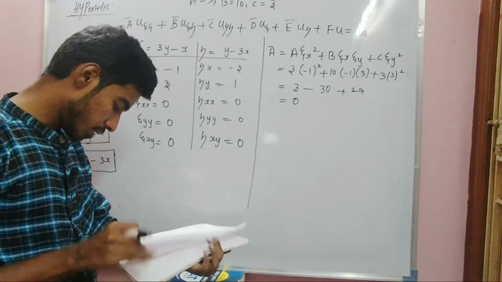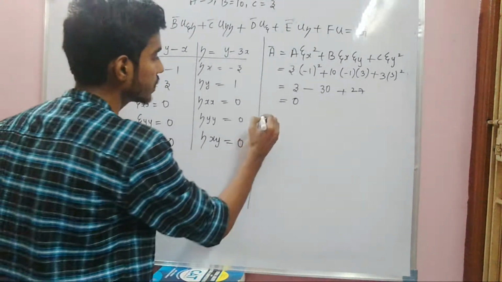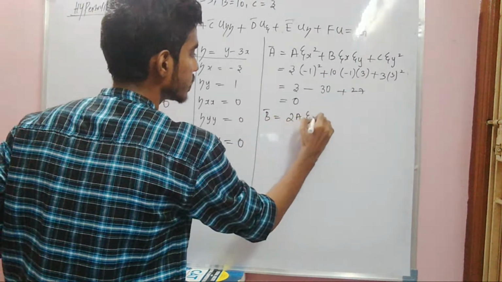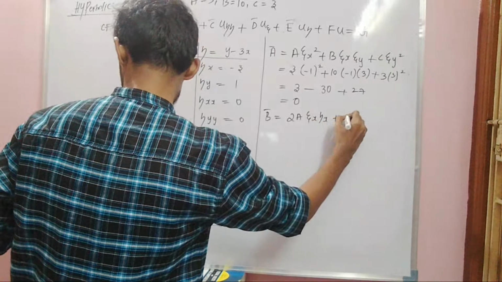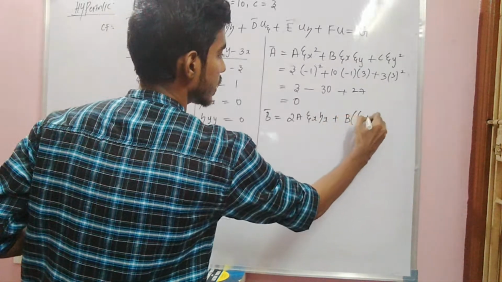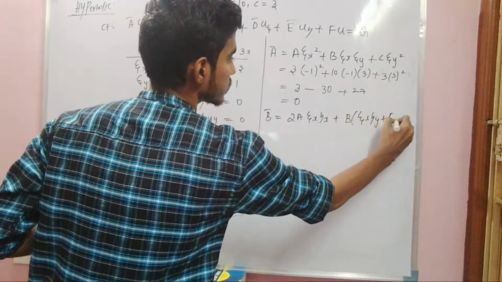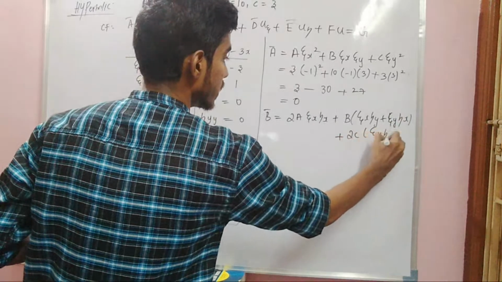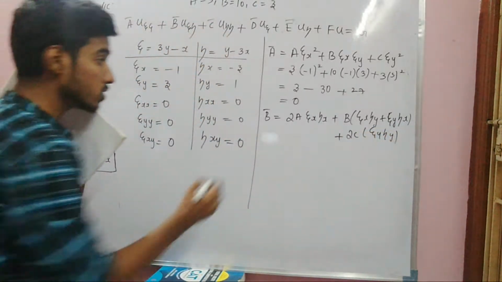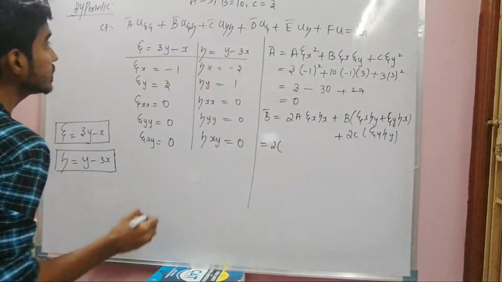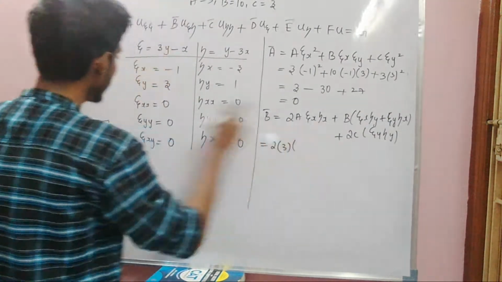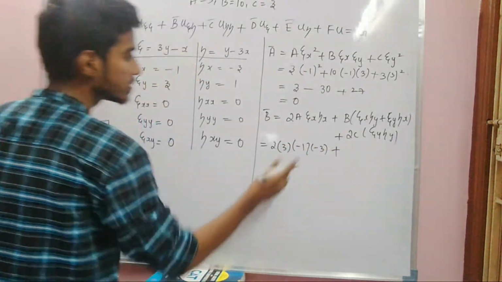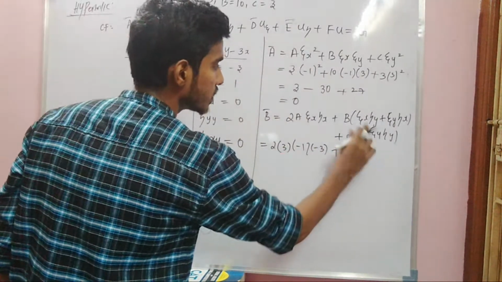Now you have to find b bar. We need to find b bar. So what is our b bar? B bar, the long formula that you have been given: 2a theta x eta x plus b into theta x eta y plus theta y eta x plus 2c into eta y theta y. This is the formula I have given, right? So this will be 2 into our a is 3, and theta x is minus 1, eta x is minus 3. So we have minus 1 into minus 3, plus b. So what's our b? B is 10, times theta x eta y.